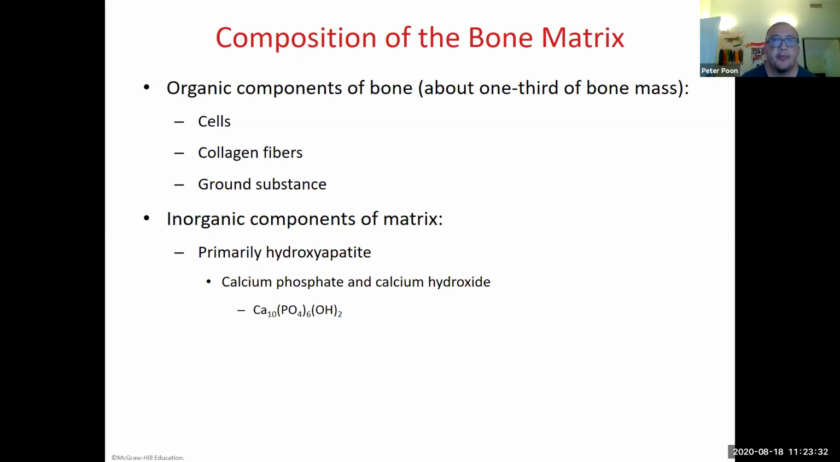The composition of bone matrix. There are two components: the organic components, the softer stuff, so collagen fibers, ground substance, cells. This stuff is going to make bone flexible. The inorganic components are going to make bone stiff.